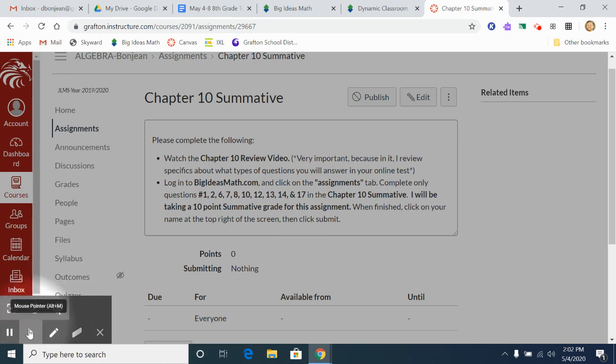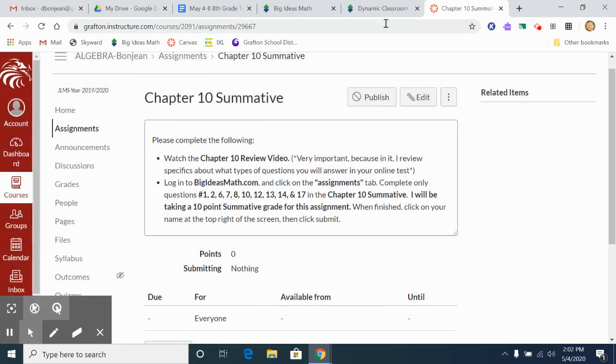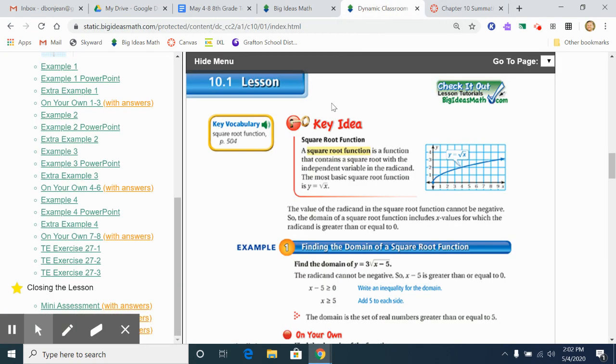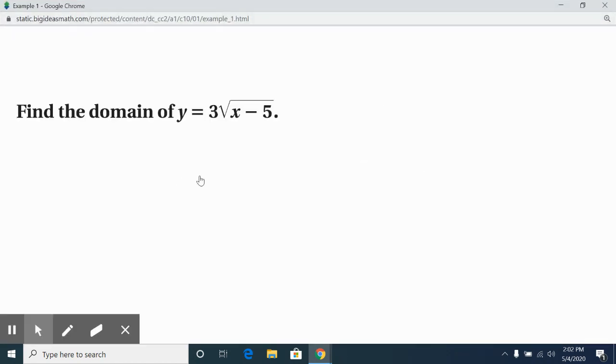Now, let's go through exactly what types of problems these are going to be. I have everything written down here. The first problem on this test, you're going to have to find the domain. If we remember back to example 1 in 10.1, the first thing we did with this chapter, example 1 says we want to find the domain of this function.